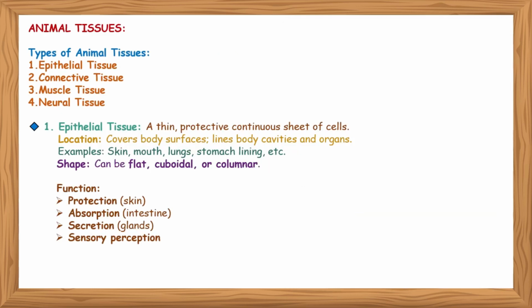Now let's study animal tissue. There are four types of animal tissue: epithelial tissue, connective tissue, muscle tissue and neural tissue. Epithelial tissues are thin, protective, continuous sheets of cells. They cover body surfaces and line body cavities and different organs. Examples include skin, mouth, lungs and stomach lining. The shape can be flat, cuboidal or columnar. Their functions are protection, as in skin, absorption, as in the intestine, secretion, which is the function of glands, and sensory perception.